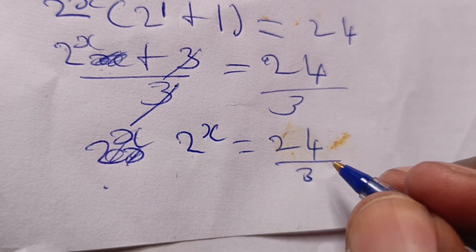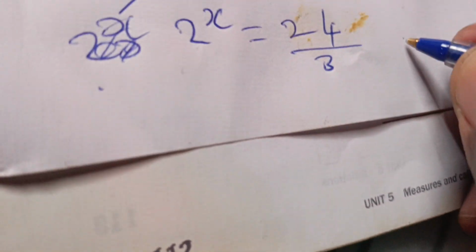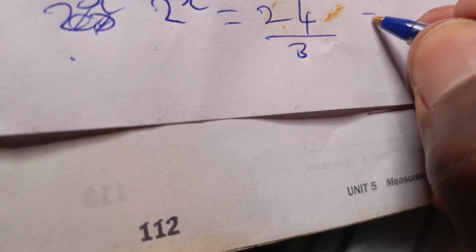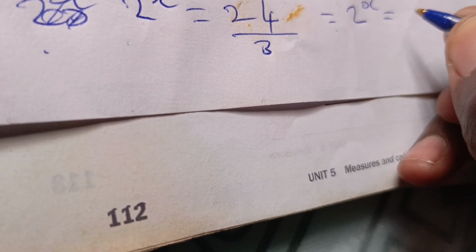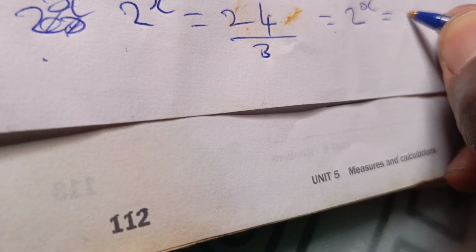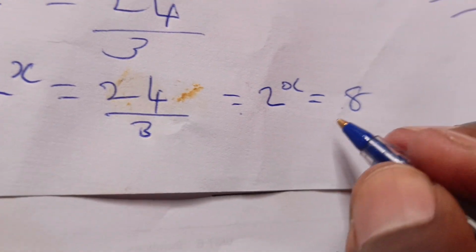Sorry about these mistakes. So I'll just bring it down here, guys. I just say 2 to the power x equals 24 over 3. So we are going to bring down. From here, we are going to say 2 to the power x is equal to 24 divided by 3. That's 8. Okay. That's 8. So this 8 is not done.